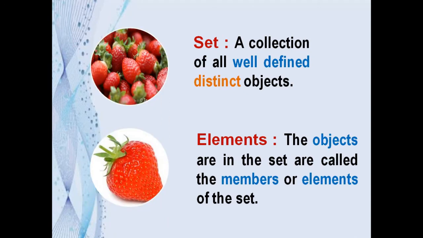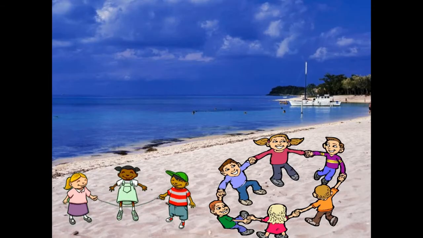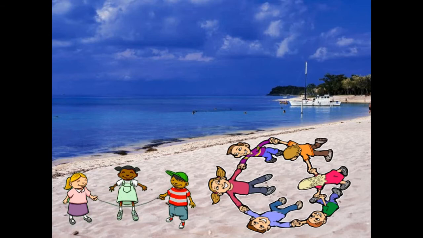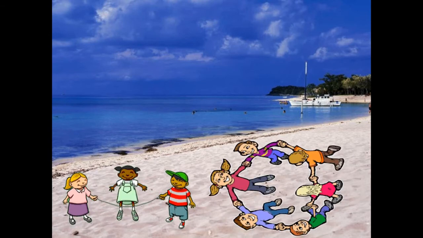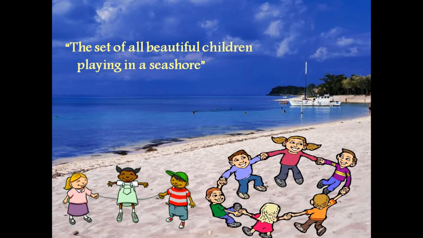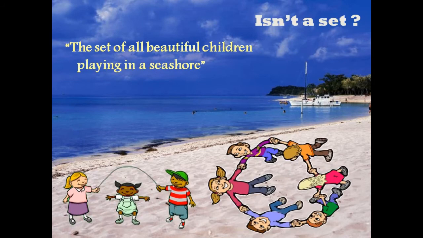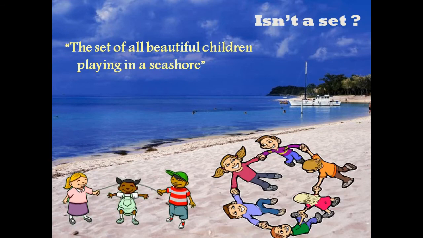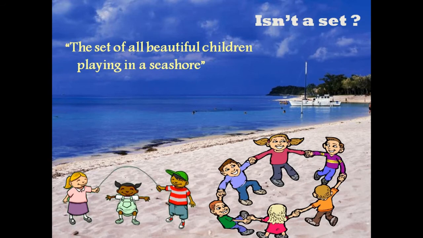From these figures, we know that the punnet of strawberries is nothing but a set, and a strawberry is contained in that punnet as its element. So, except a strawberry, nothing could be a member of that punnet of strawberries. For another example, on a weekend, some children are playing on a seashore. My query is whether the set of all beautiful children playing on a seashore is a set or not. Strictly no, because beautiful children is not well defined here.